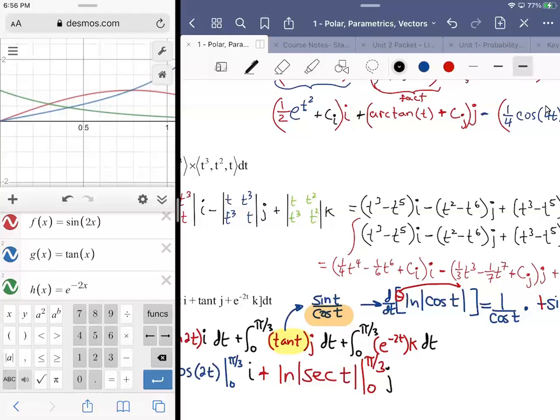Poor quality j. Fix that. Just kind of piecing it together.